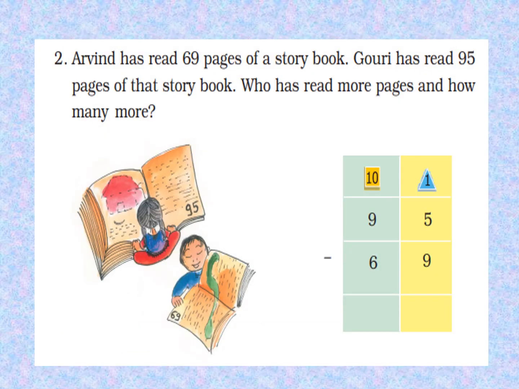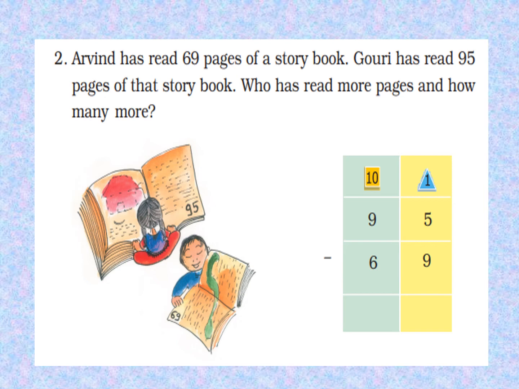Let's do another question. Arvind has read 69 pages of a storybook. Gauri has read 95 pages of that storybook. Who has read more pages and how many more? Now children, as told to you earlier, whenever you come across words like how many more or how many less, we will perform the operation minus or subtraction in those questions. So here we will be subtracting 69 from 95.